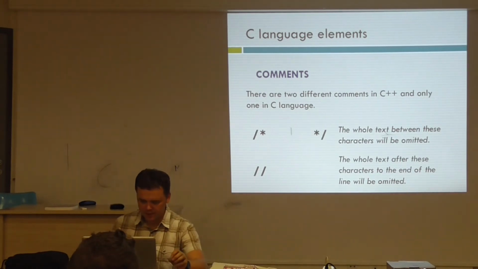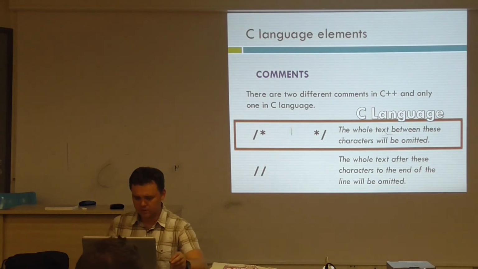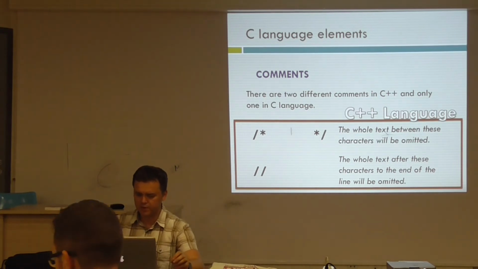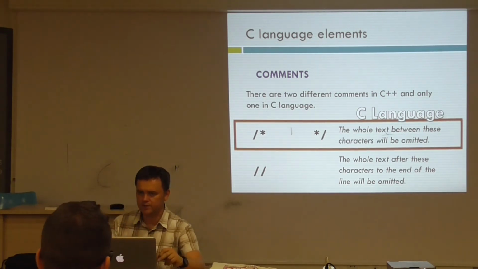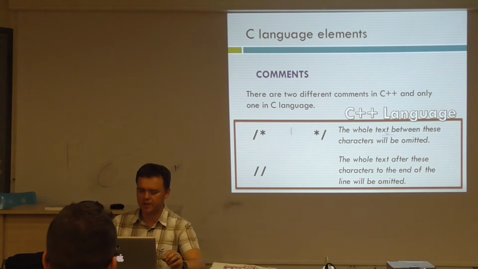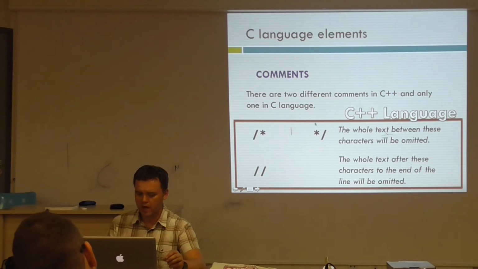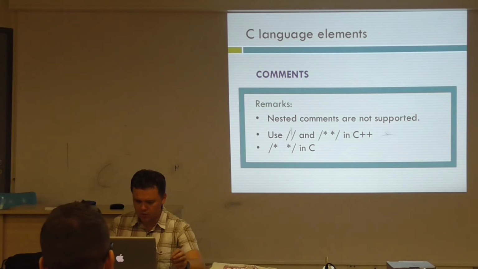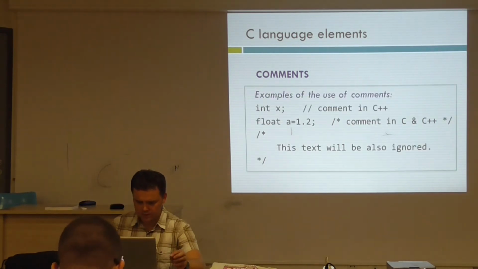Comments. Also, there is some difference between C language and C++, especially that in C language only the first possibility according to the standard is available, whilst in C++ we can also use double slashes. Everything between the slash and asterisk will be treated as a comment, whilst starting from the double slashes till the end, all the content is omitted. So there is some difference here.